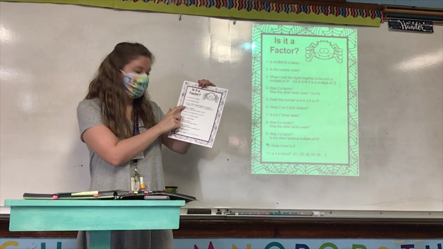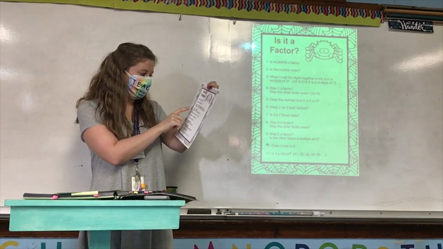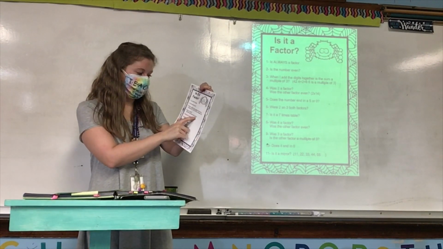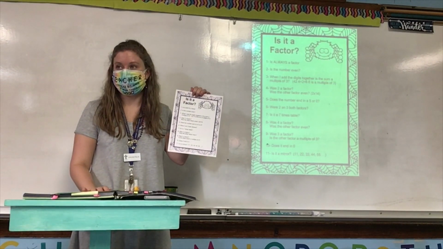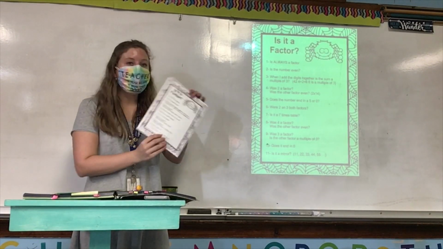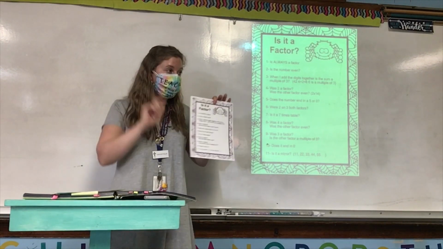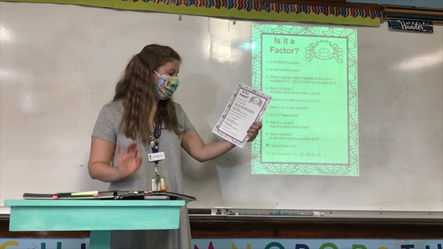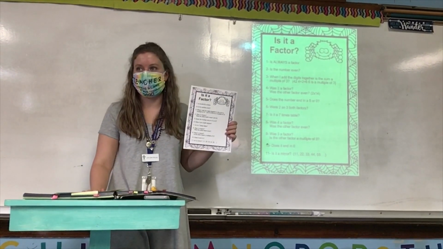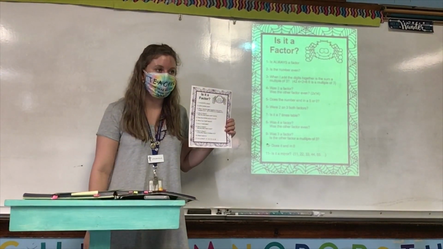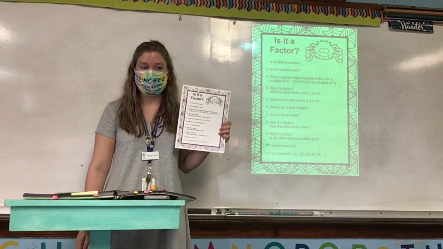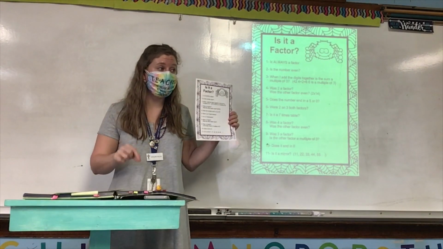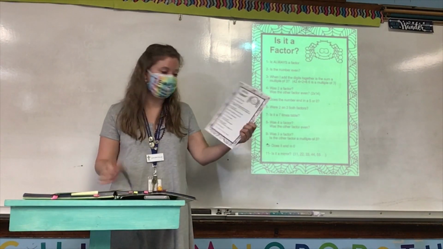Number 4. Is 4 a factor? Well, if 2 is a factor, aka if it's even, and the other factor is even, that means 4 is a factor. So if it's even and you multiply 2 by an even number, that means 4 is a factor. Number 5. Is 5 a factor? Well, does it end in 5 or 0? If it ends in 5 or 0, it is a factor. If it does not end with 5 or 0, it is not a factor. Is 6 a factor? If 2 and 3 are both factors, then 6 is also a factor.